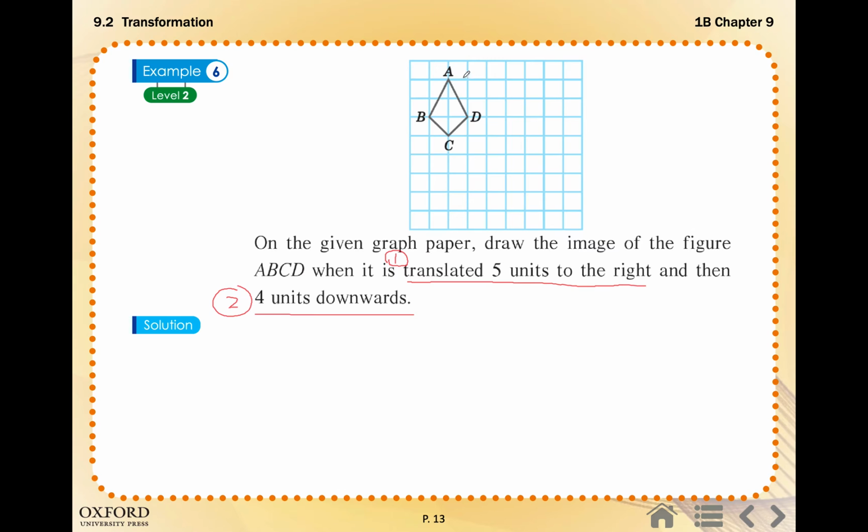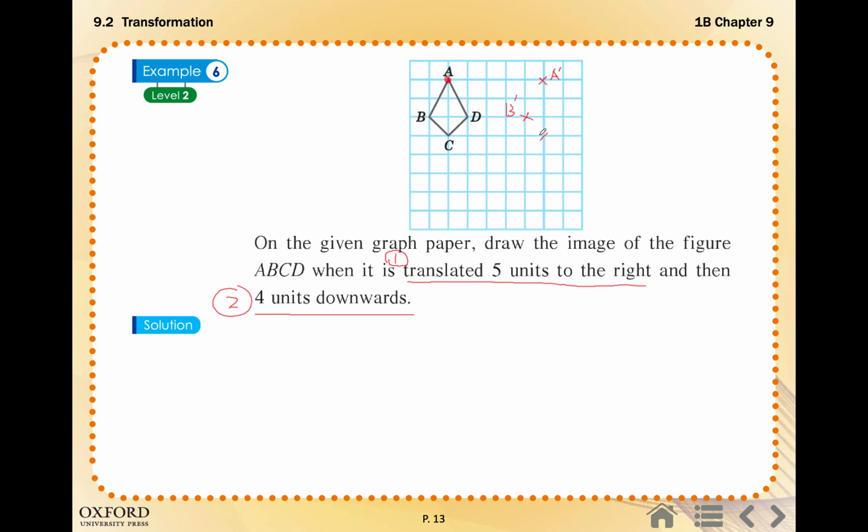So for the vertex A here, the first step, the first translation, is 5 units to the right. So you just need to count 1, 2, 3, 4, 5. That means up to here. Then mark it as A dash. And do the same for B, C, and D. So also start from the point B, count 5 units, 1, 2, 3, 4, 5. That means up to here. Here is B dash.